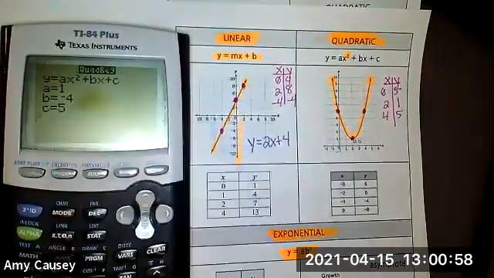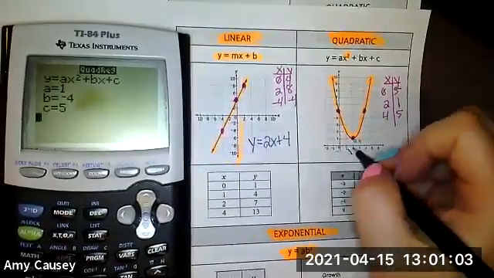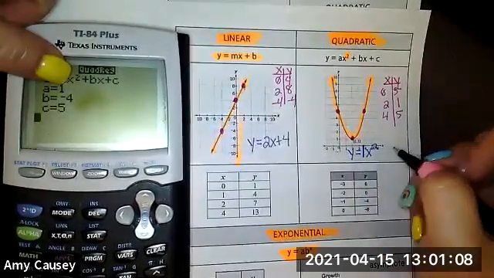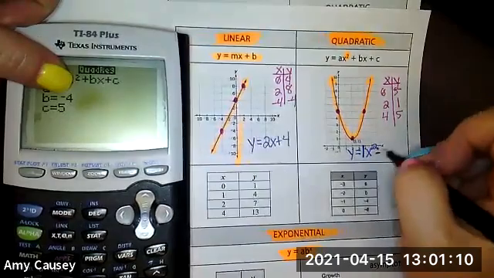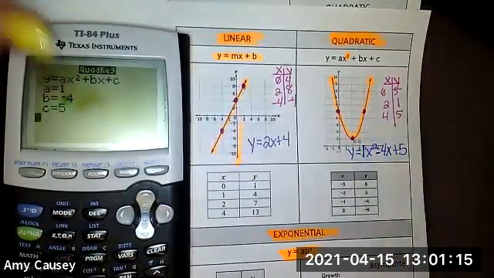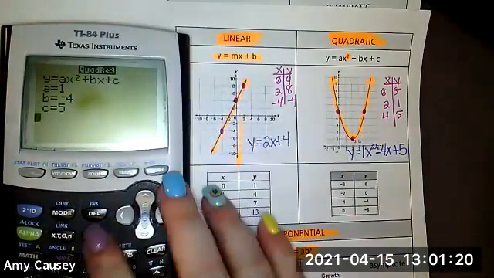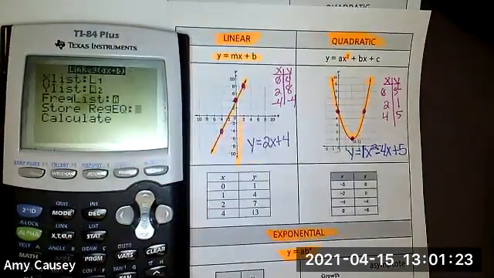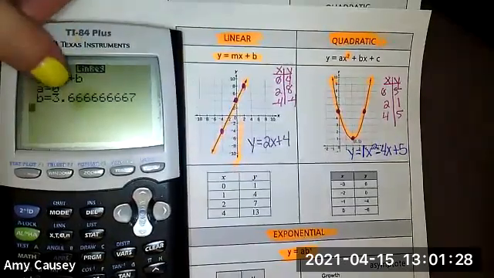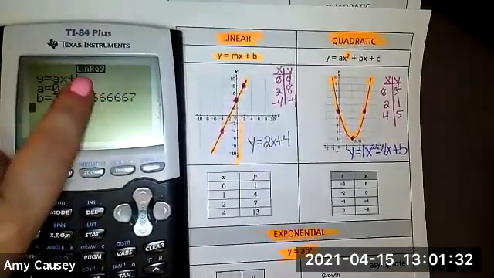Enter, and it will give you your quadratic equation, which is A is 1, so 1x squared. B is -4, so -4x. And C is 5, so plus 5. Now, here's why you want to be really specific. If I stat calc and hit number 4 to calculate a line, it's going to give me an answer. But it's not the right answer because it's not a line.